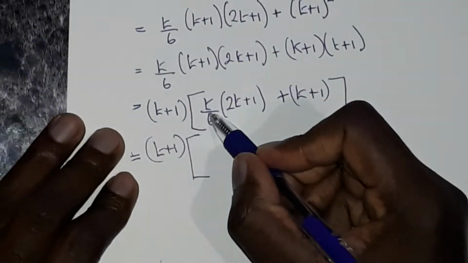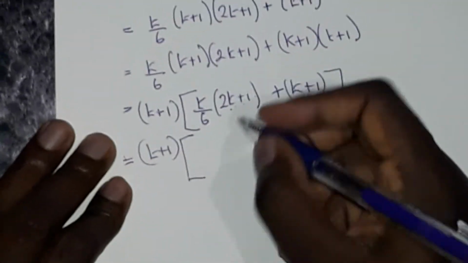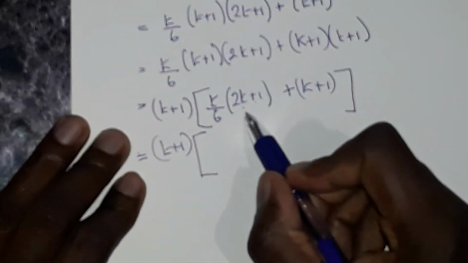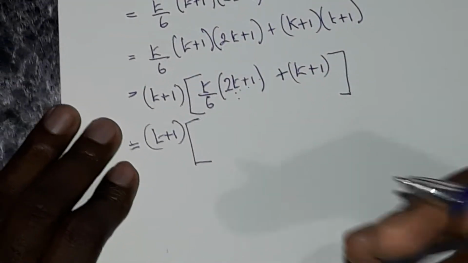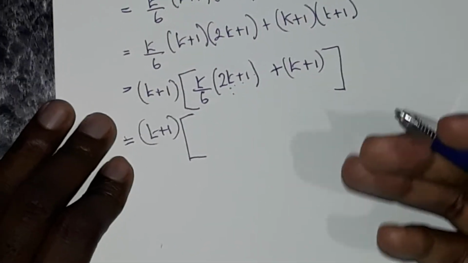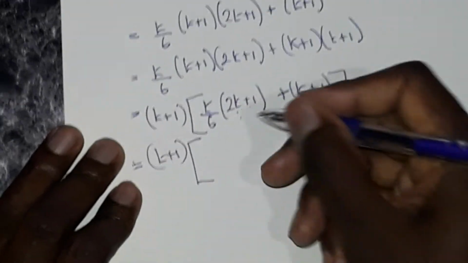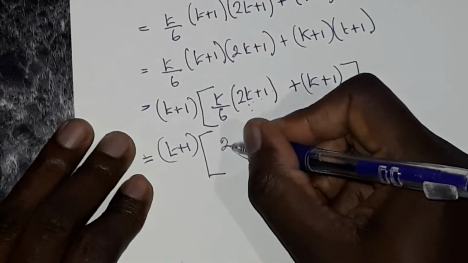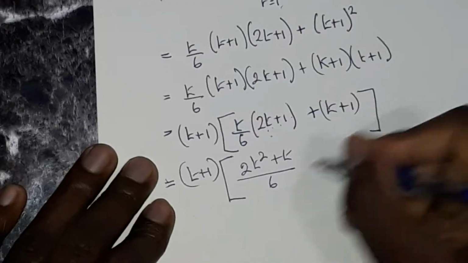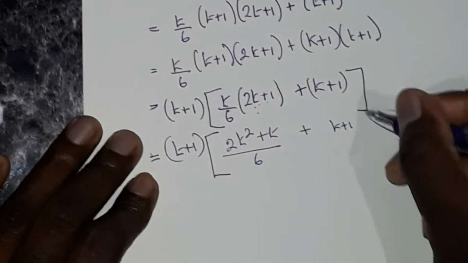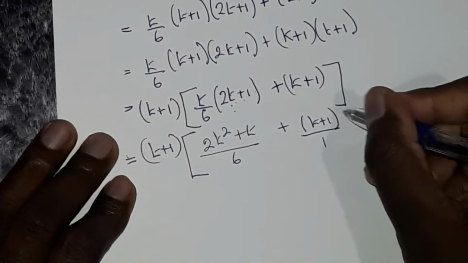What you're gonna do now is multiply throughout 2k plus 1 by k over 6, because what we're trying to get inside this bracket, we see that we have a form of quadratic equation coming up. So we're trying to simplify it, we get it into that form so we can factorize it. So let's expand this. This will give us 2k squared plus k over 6 plus k plus 1. And let's put that k plus 1 over 1.